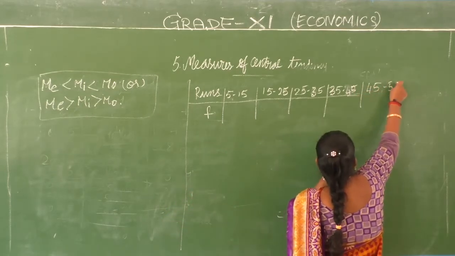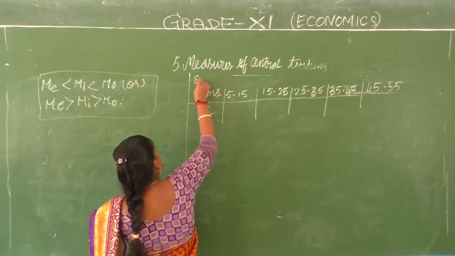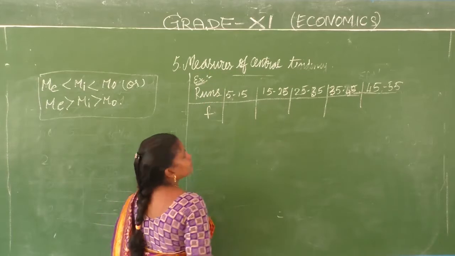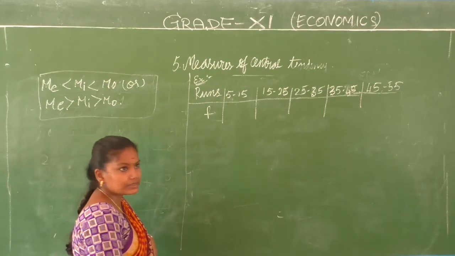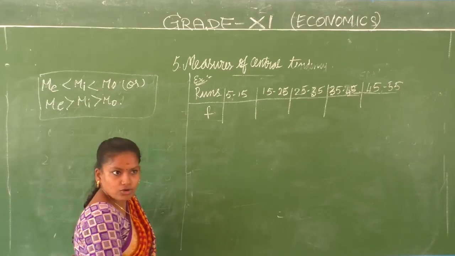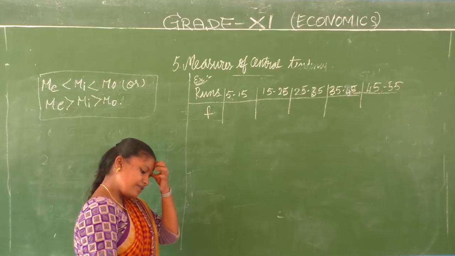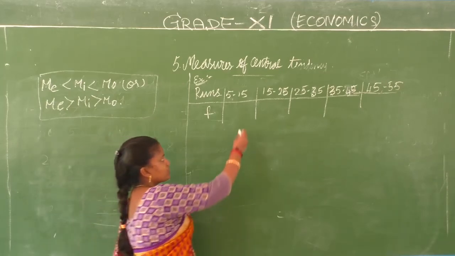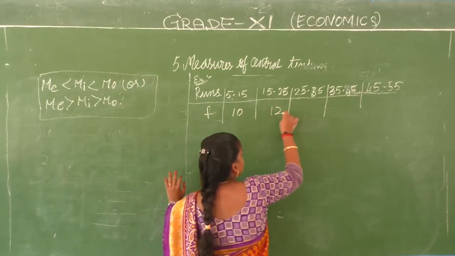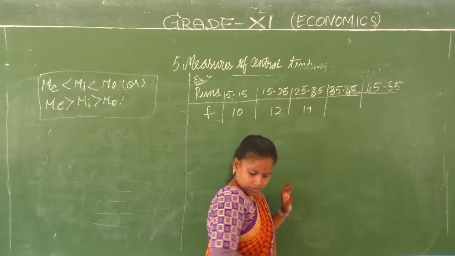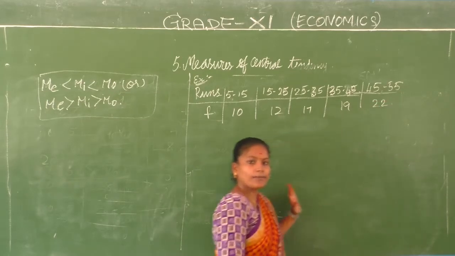Copy the problem, children. So the runs scored by a person in his career. We are going to find the average runs he has scored, the median, and the run value he has scored most of the times. And how many times has he scored between 5 to 15? 10 times he has scored, 12 times here, 17 times, 19 times, 22 times. This is your problem.